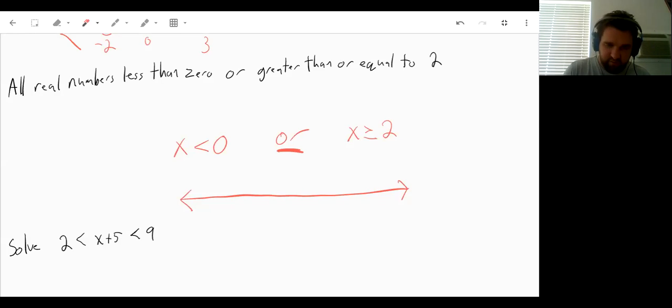So let's go and we'll mark our 0. We'll mark our 2. I'll do this one with a different color. So it has to be open circle at 0 and numbers that are less than that, or a closed circle at 2 and numbers that are greater than that. Now, when you have two inequality signs in the same expression, you can still solve them at the same time if you need to.